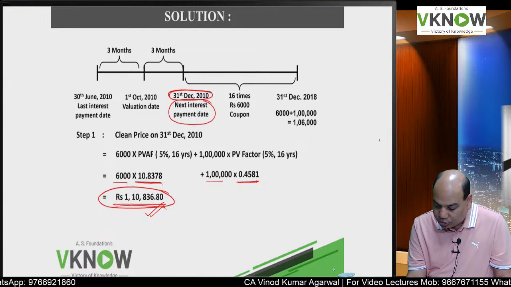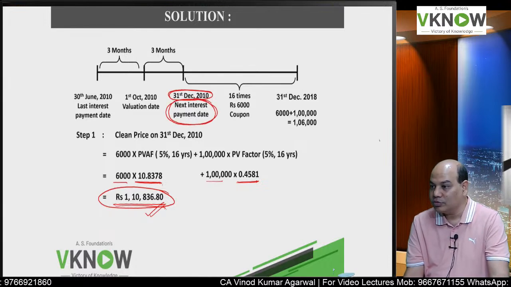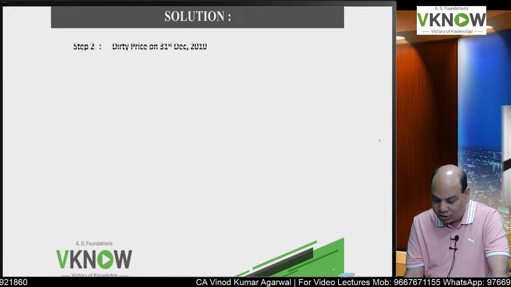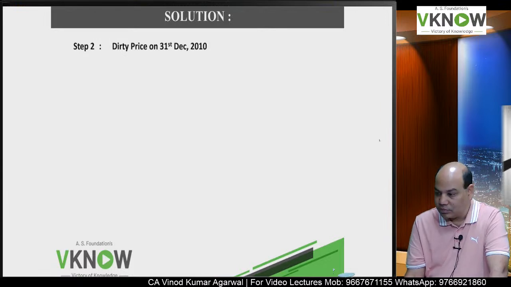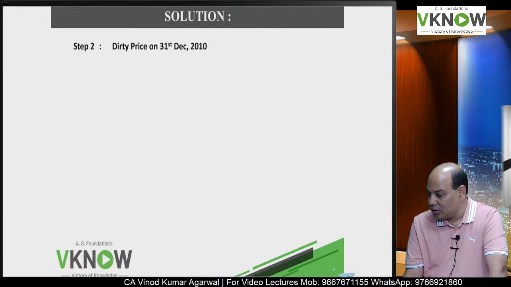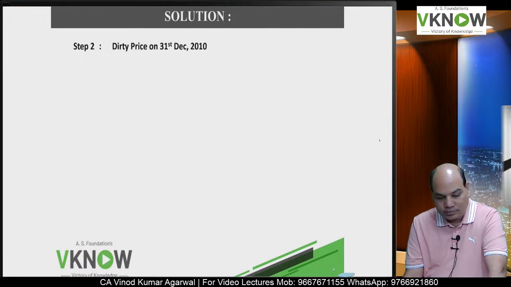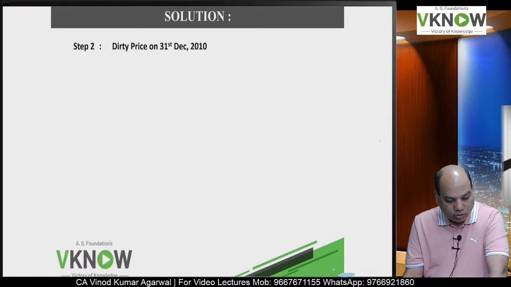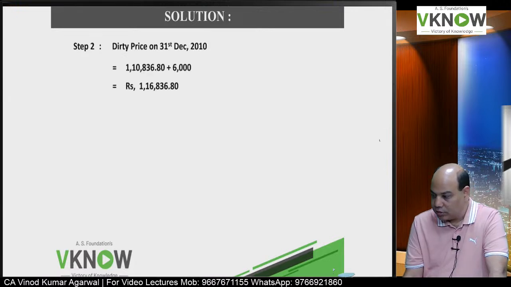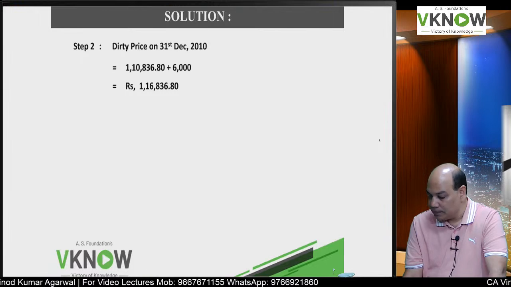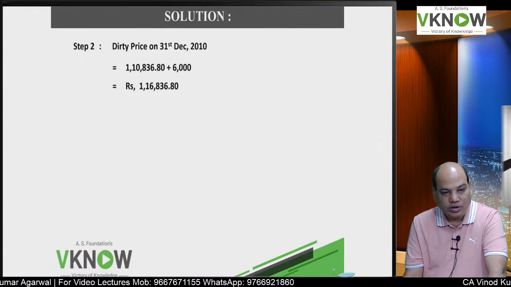I will add the coupon of this date also, because that is also pending. So that will give me dirty price. So write down step number 2, dirty price on 31st December 2010. Right there, the previous answer plus 6000. 6,000 is the coupon payment for 6 months.